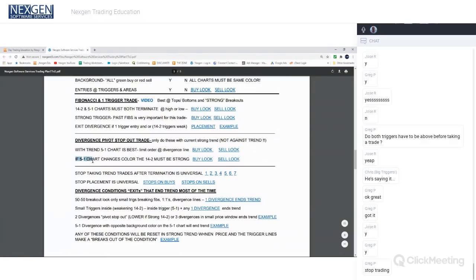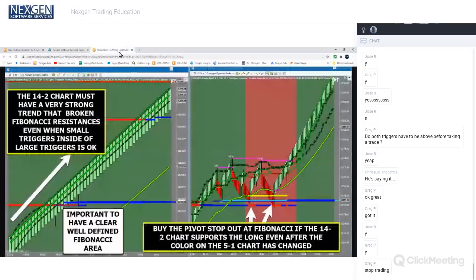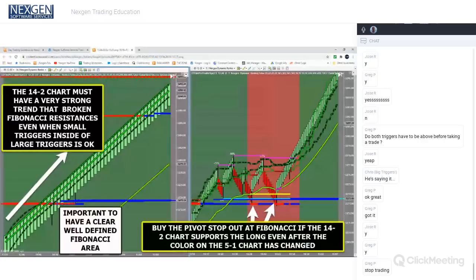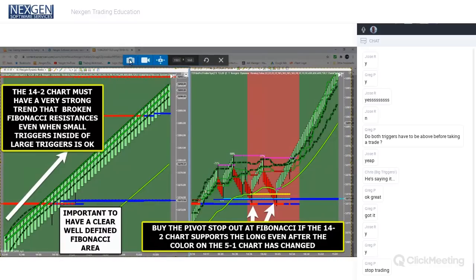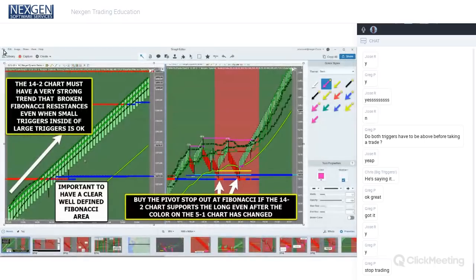So here's kind of the general thought for what we were just looking at. Because sometimes you get a parabolic market that just keeps on going and it never stops. So the concept is if it's really strong, but the triggers are inside of each other, Greg, this is kind of the determining factor. Let me blow this up a little bit so you guys can see really easy.